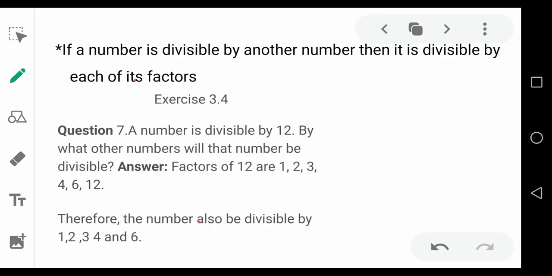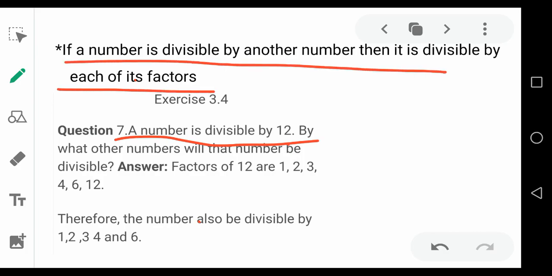Same way, 7th question also we will do. If a number is divisible by another number, then it is divisible by each of its factors. How will you find it? That is a rule. Okay, sorry, that is a rule. Question is here. A number is divisible by 12. By what other numbers will that number be divisible? That is the question. Okay, sorry, one mistake. So a number is divisible by 12. By what other numbers will that number be divisible? That is the question.